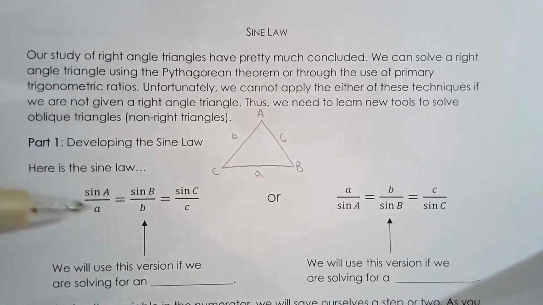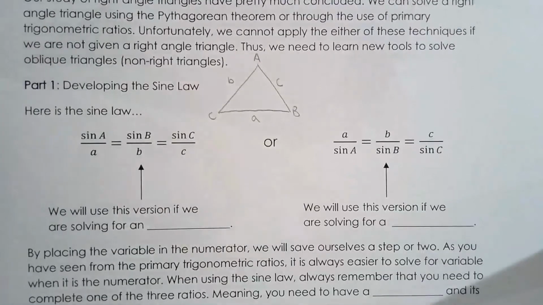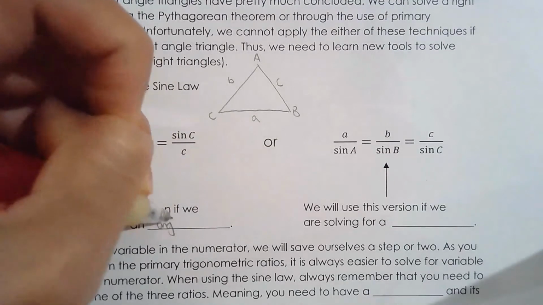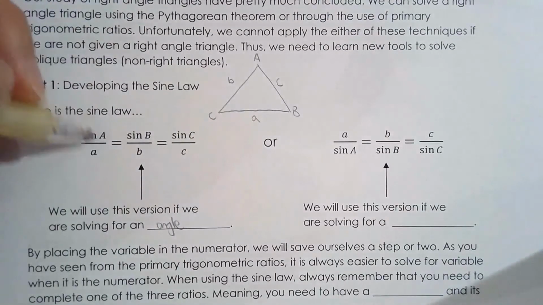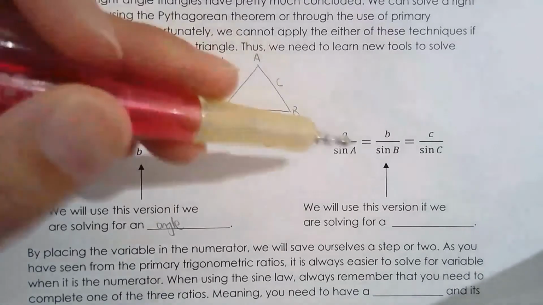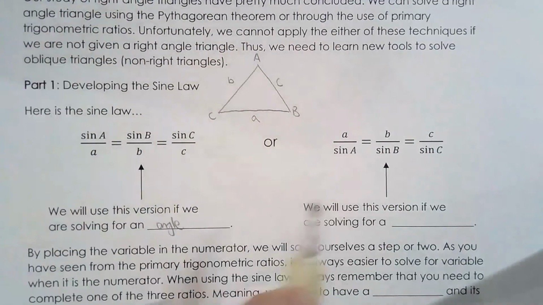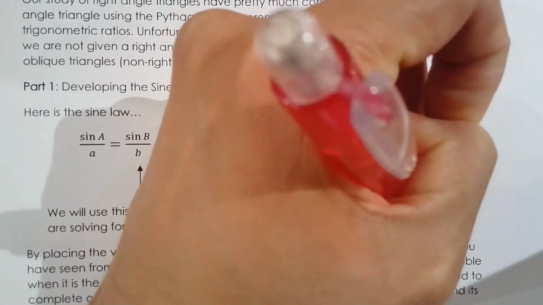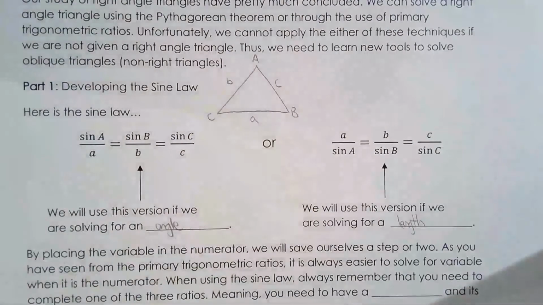Of course you can take the reciprocal of all three ratios, and they'll still be equal to one another. We prefer this version of the sine law if we're solving for an angle, because we want to put our missing variable in the numerator, so it's easier to solve for. It doesn't matter if you use the other version; it's just an extra step. And you'll use this version if you want to solve for a length of a side of a triangle.